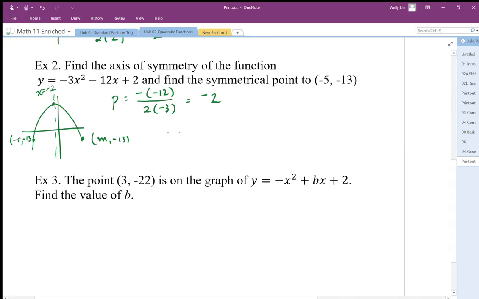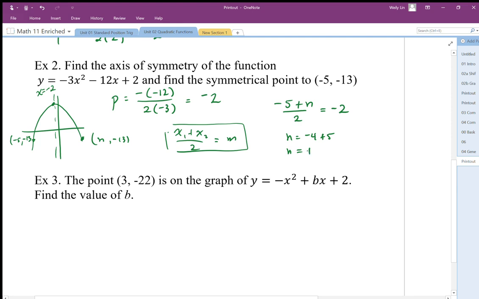The formula looks like this: x1 plus x2 divided by 2 gives me my middle coordinate. Well, I know my middle coordinate, and maybe I'll change this variable to n. I can do -5 plus n divided by 2 equals the middle coordinate -2, and then solve for n. So n is equal to -4 plus 5. n must be equal to +1.